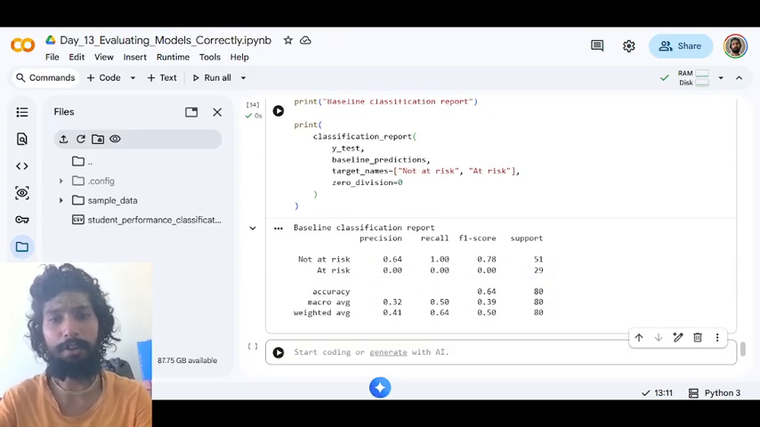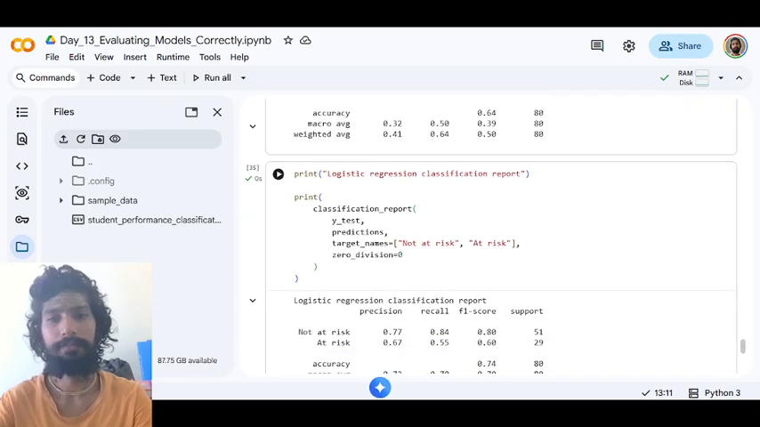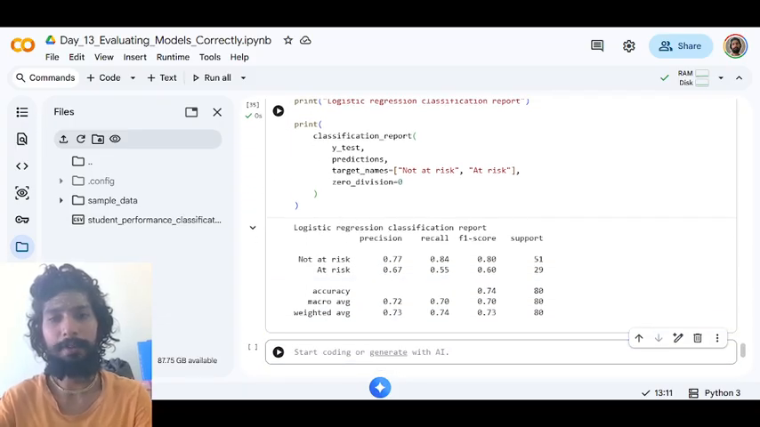Now compare it with the logistic regression report. The majority baseline may have reasonable accuracy, but it may fail to identify any at-risk student. Our trained model should ideally provide value beyond that baseline.